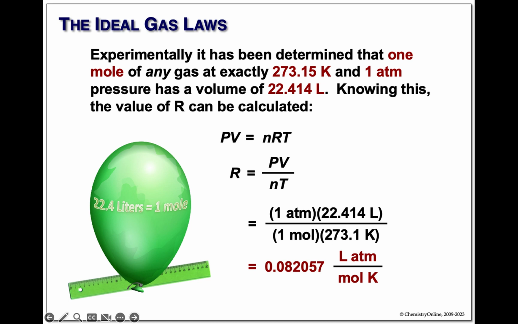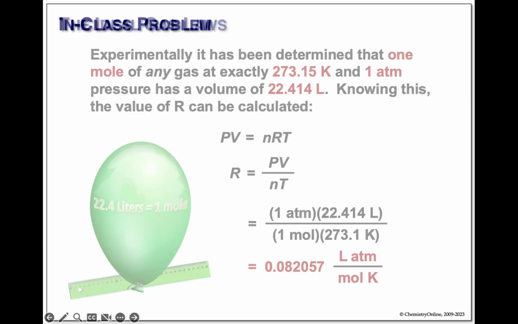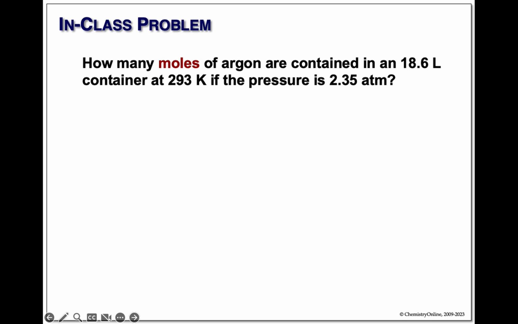So let's see what we can do with PV equals nRT, the ideal gas law. We're looking for the number of moles of argon in 18.6 liters at 293 Kelvin, a pressure of 2.3 atmospheres. PV equals nRT, and we're looking here for the number of moles. So we'll divide both sides by R T. N is PV over RT.